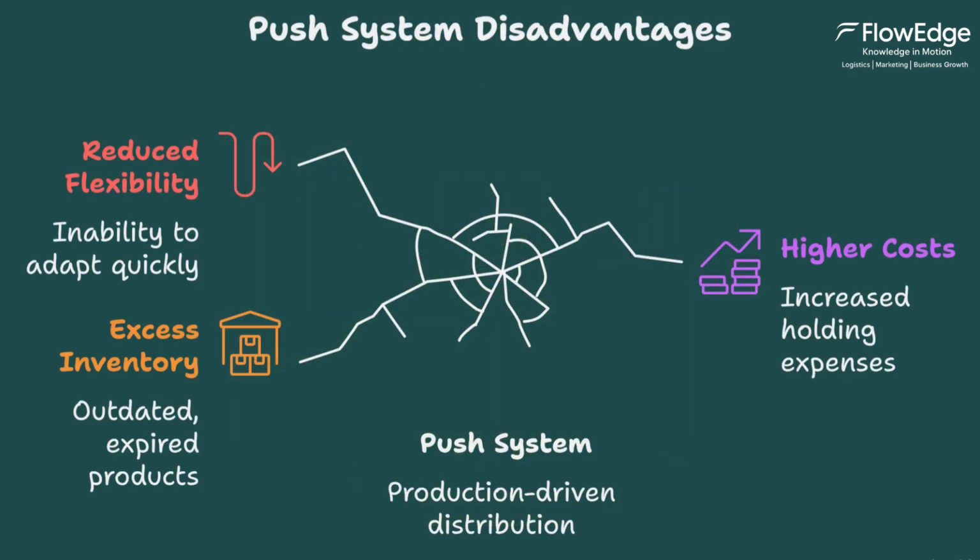However, the push view has its own drawbacks. A key disadvantage is the risk of excess or obsolete inventory. If forecasts are inaccurate, products may expire or become irrelevant. Additionally, the system offers reduced flexibility, wherein the companies may struggle to adapt quickly to sudden changes in customer preferences or the market conditions. Lastly, higher holding cost can be a concern. The unsold inventory requires storage, insurance, and ties up capital that could be used elsewhere.